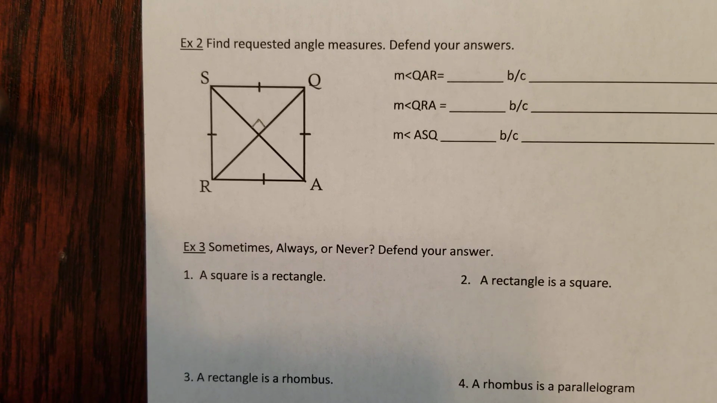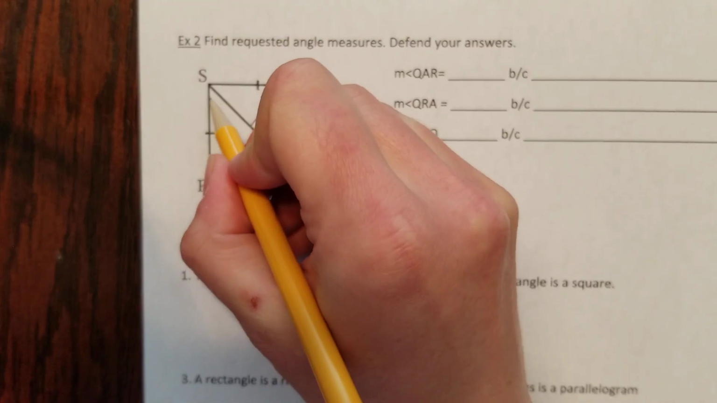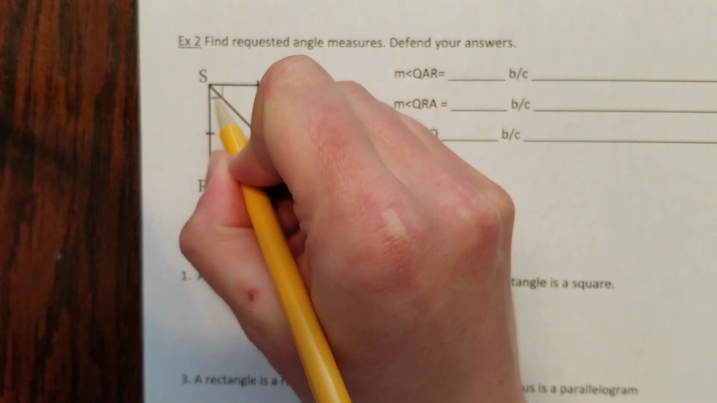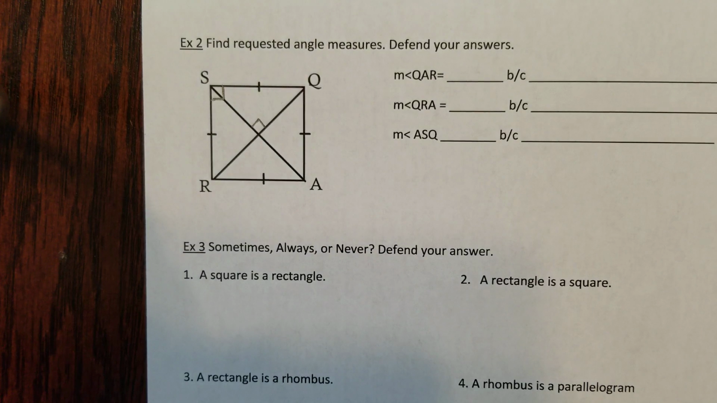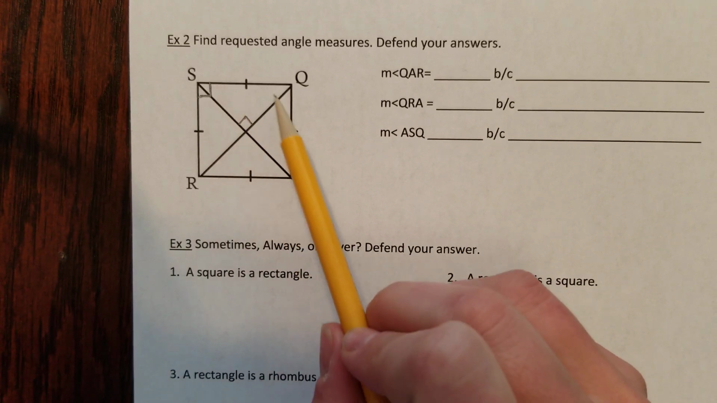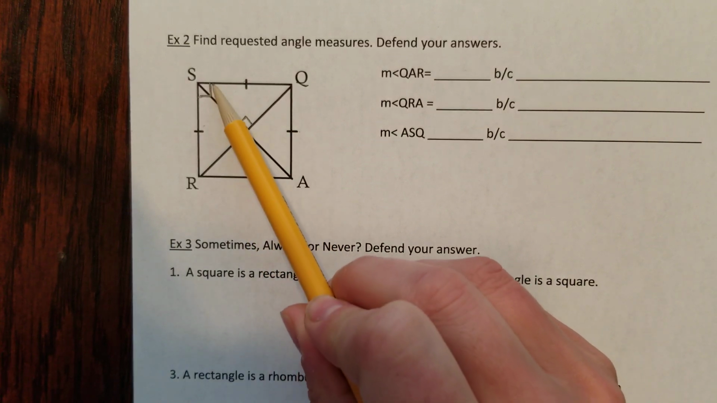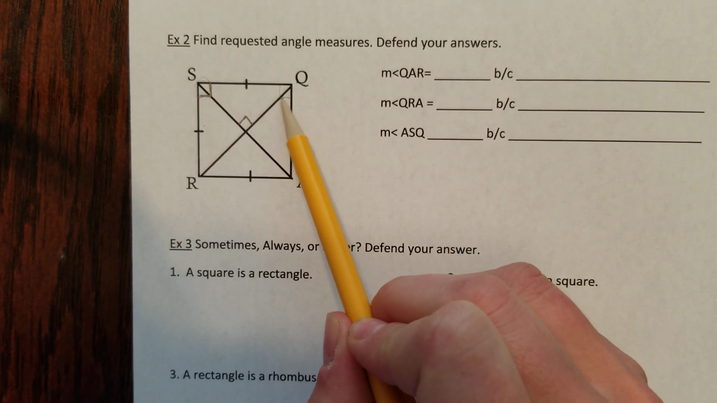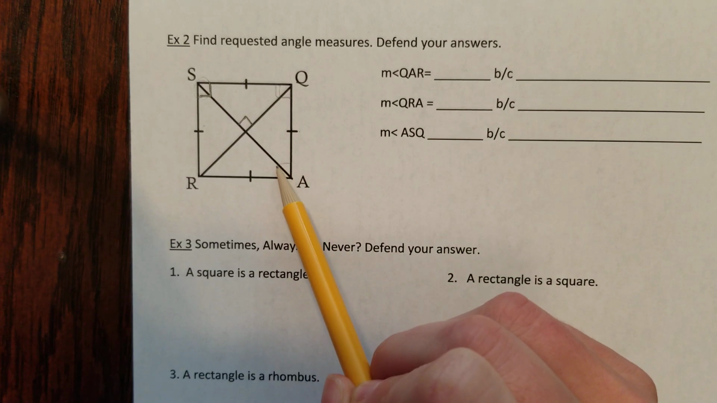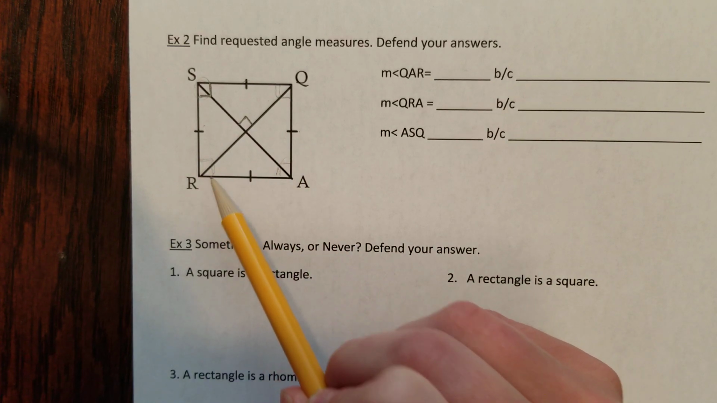Now, it definitely looks like a square, and it was supposed to be a square. I forgot to put the mark in it. So I'm going to go ahead and mark that in there. I'm going to put a right angle mark in angle S there. All right, so if this has 4 congruent sides and a right angle, that means all these angles have to be right angles, which would make it a square.